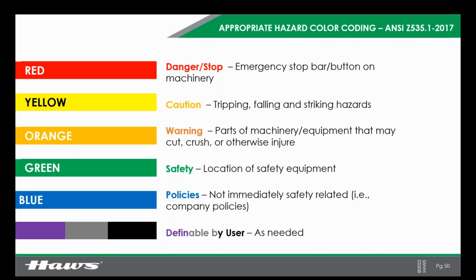This is Z358.1. And this is just a quick reminder that safety green is the location of safety equipment. So make sure you're color coding your areas appropriately, okay? HAWS is always in compliance with Z358.1-2017. Our emergency equipment is color coded green to indicate the location of safety equipment.